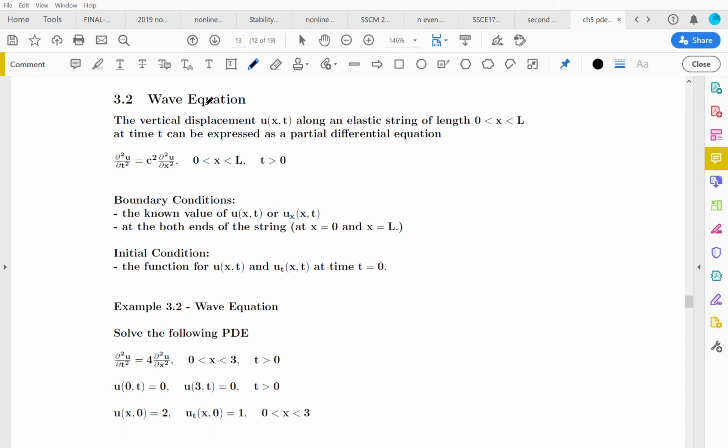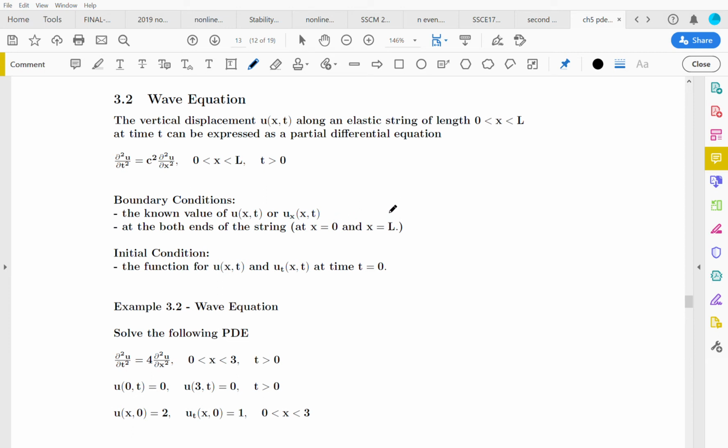The problem here is U represents the vertical displacement of an elastic string. Okay, so X here represents the length of the string, 0 to L. T is time. So the problem can be represented as this partial differential equation. The boundary conditions can be in terms of U or UX as well at both ends of the string. Similar to the rod, we have the condition at the first point and the last point.